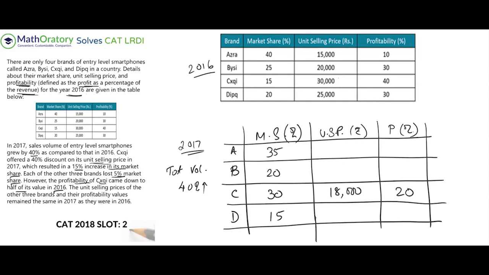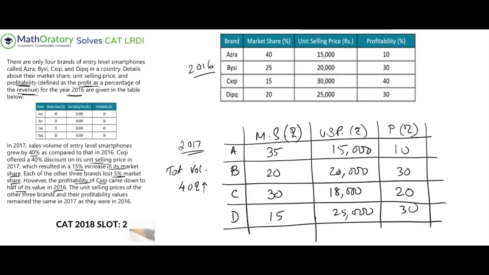And the unit selling prices of the other three brands and their profitability values remained the same in 2017 as they were in 2016. So the rest of it is as it is. So let us just quickly do that. So we have 15,000 here, we have 20,000 here, we have 25,000 here, and we have 10, 30, and 30. So this is the entire table that we are going to deal with.